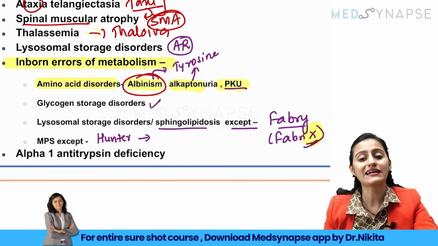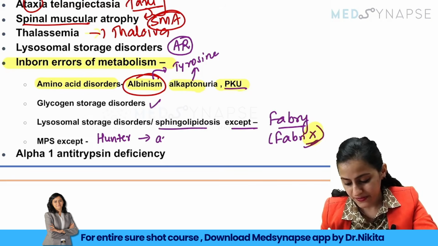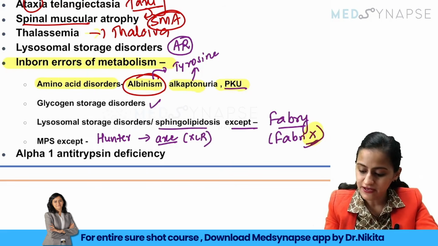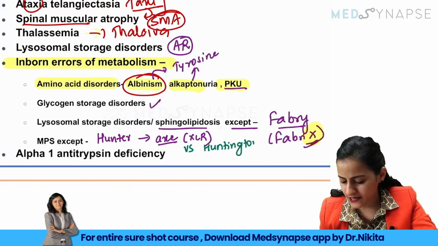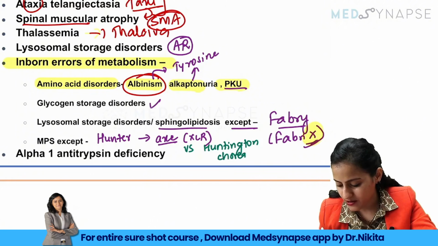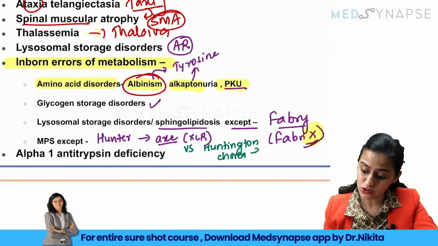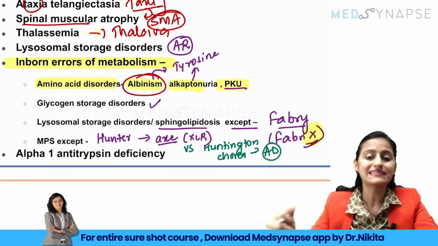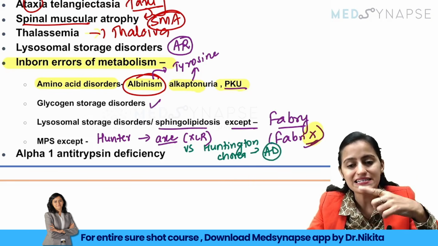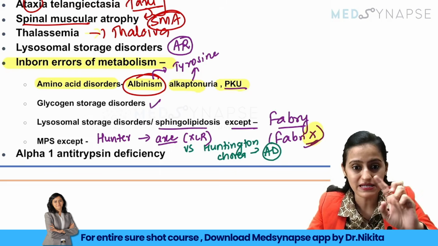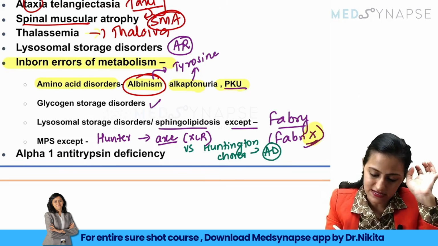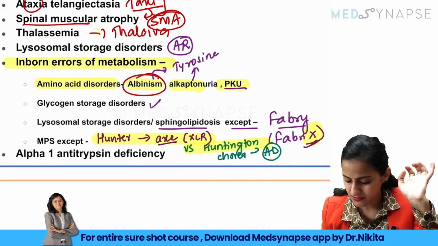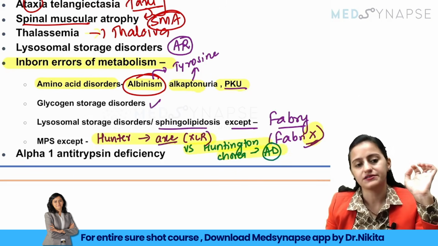Okay, remember that Hunter goes for hunting and he takes an axe. So remember, Hunter is X-linked recessive. Please do not confuse it with Huntington's chorea. Okay, do not confuse it with Huntington's chorea or Huntington's disease. We saw that in autosomal dominant, two men hunting each other. So Huntington's chorea is autosomal dominant. Hunter's, which is MPS, mucopolysaccharidosis, is X-linked recessive. Okay, very, very important to remember Huntington's and Hunter's.